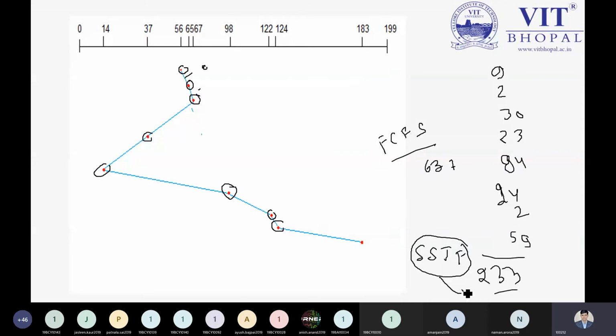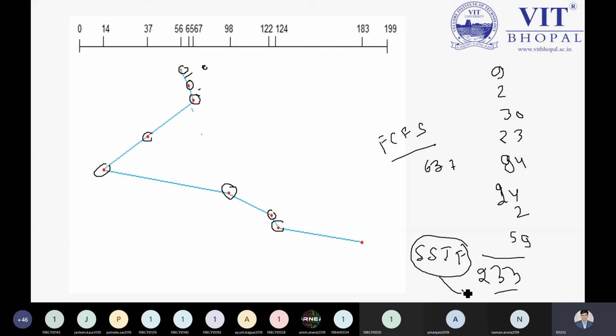So according to the comparison of these two algorithms, definitely SSTF is the best algorithm for disk scheduling, to manage the disk, and managing the disk means accessing the data from the disk or writing the data as well. So SSTF is better than FCFS. So now this is the idea about SSTF and FCFS.